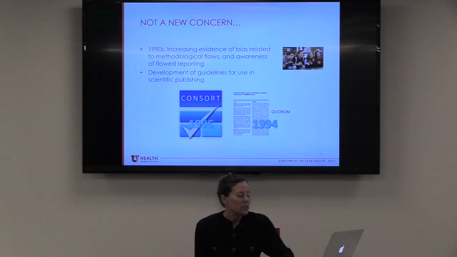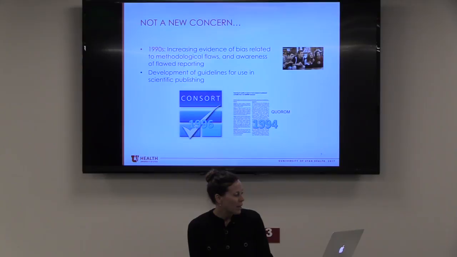Into the 90s. In the 90s, we definitely saw increasing evidence of bias related to methodological flaws. And this was especially around randomized controlled trials and preclinical research. This is when the literature really seems to have developed in that area, and a more widespread awareness of the flaws in reporting.